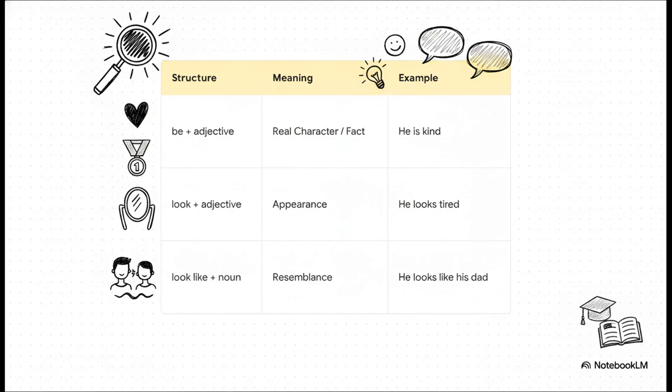And this breaks it down perfectly into 3 distinct buckets. Think of be plus an adjective, like he is kind, as real character traits or hard facts. Then, look plus an adjective, like he looks tired, is just about how someone appears right in that specific moment. But when we use look like plus a noun, like he looks like his dad, we are strictly asking about physical resemblance. So going back to our question, what does he look like, is specifically a request for a physical description, not a personality profile. You want to answer with, he's tall with fair hair, instead of, he's sweet.